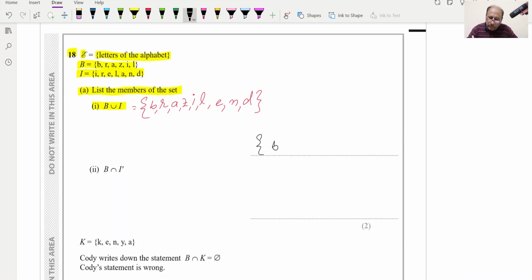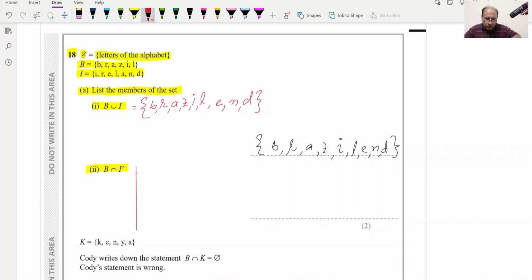So these will be the members B, R, A, Z. We can write in alphabetical order, or even this will also work, which we have provided, and it should be in curly brackets. Now B intersection I complement is required. B intersection I complement. So for that one, we can do one thing.